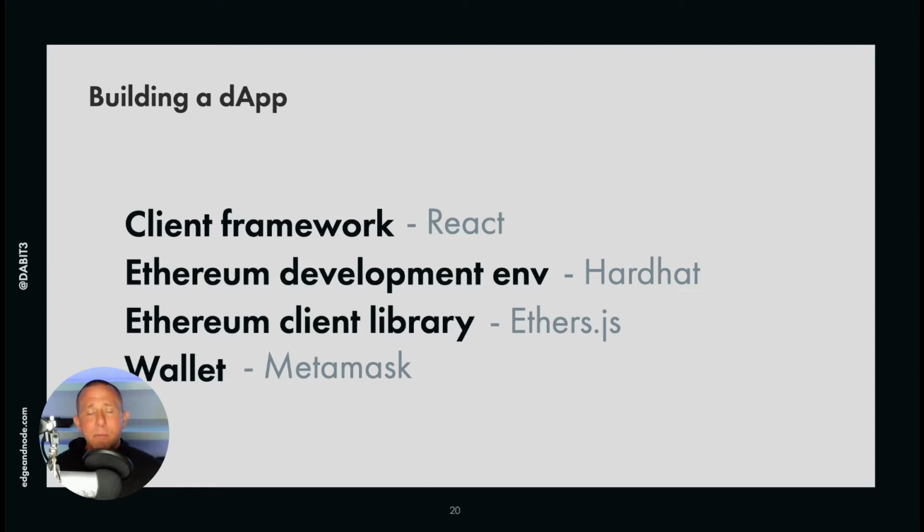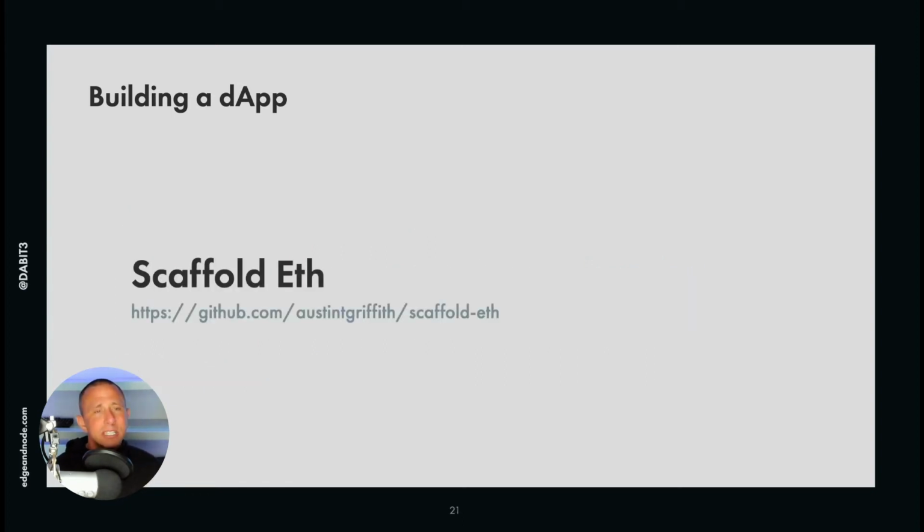The client framework is going to be React. The Ethereum development environment is going to be Hardhat. The Ethereum client library is going to be ethers.js. And the wallet is going to be MetaMask. Now, you can build all this stuff from scratch like I'm going to do, which to me helps me learn how all this stuff fits together. But you can also use a boilerplate. There's a couple of good ones out there, like Scaffold ETH, which will roll out a decent starter project for you.